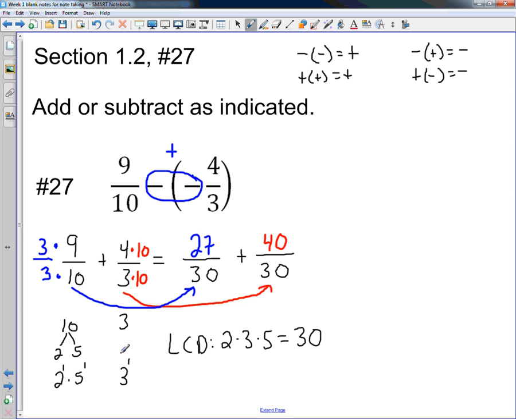Okay. Now that we have common denominators, we can go ahead and add these two fractions. The way that we add fractions is we keep the denominator and we add the numerators. So now we can add these and we get 67 over 30.